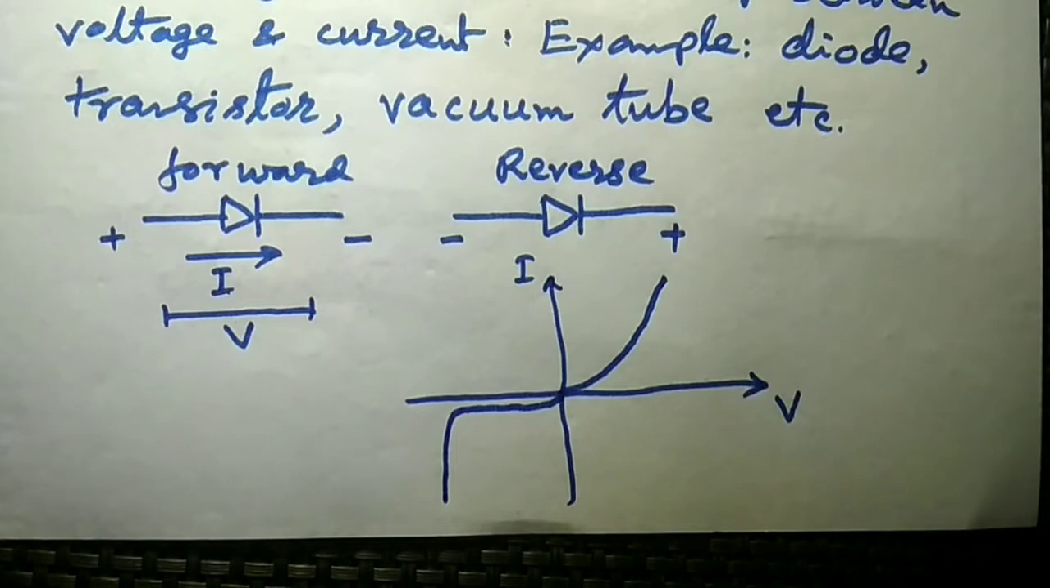So definitely the voltage and current characteristic for a diode is not a straight line. It is not linear. That's why it is called a nonlinear element. And if there is any circuit with diodes, then this circuit will be considered a nonlinear circuit.